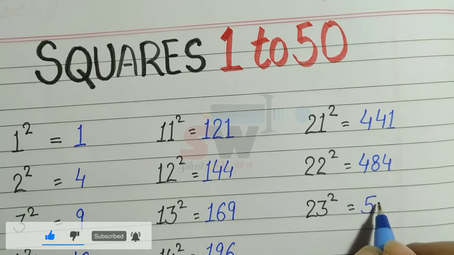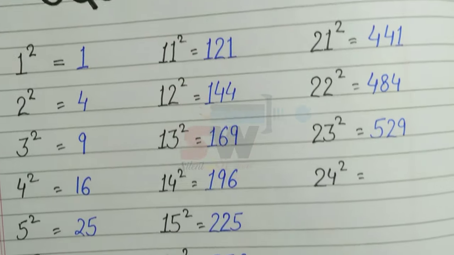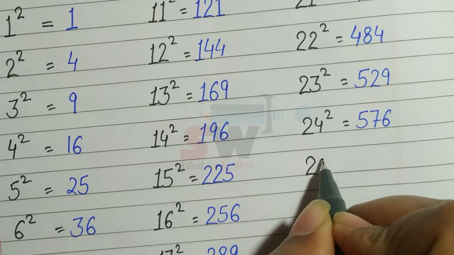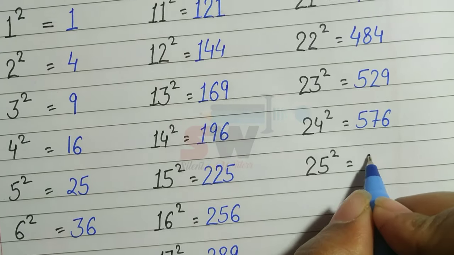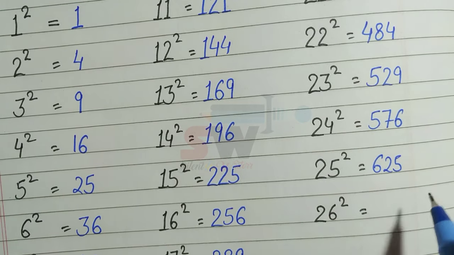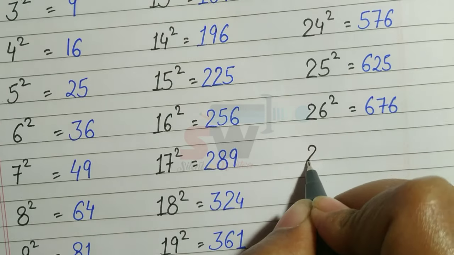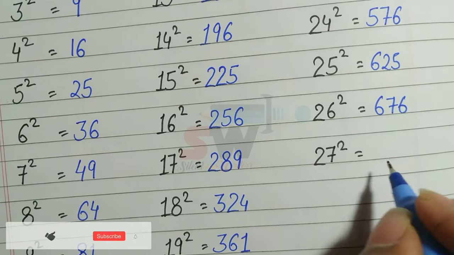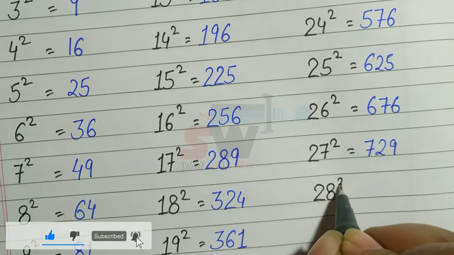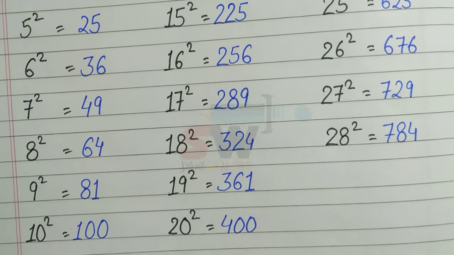Square of 23, 529. Square of 24, 576. Square of 25, 625. Square of 26, 676. Square of 27, 729. Square of 28, 784.